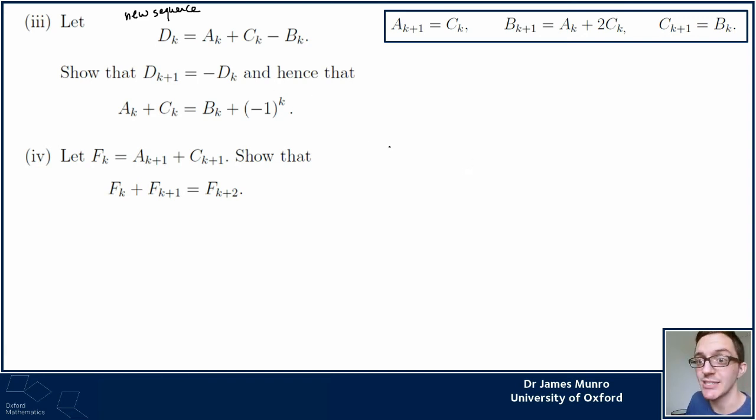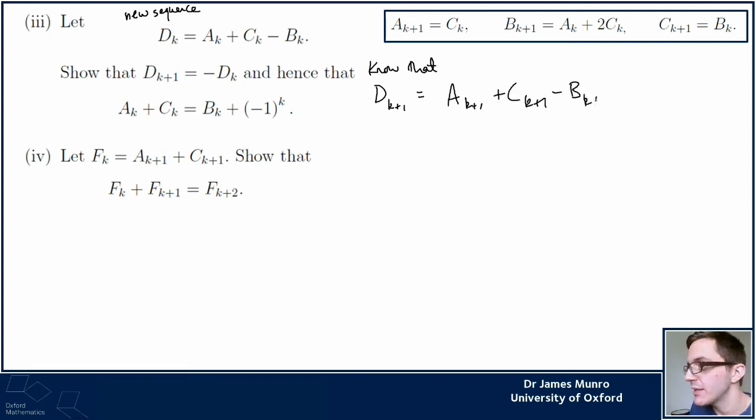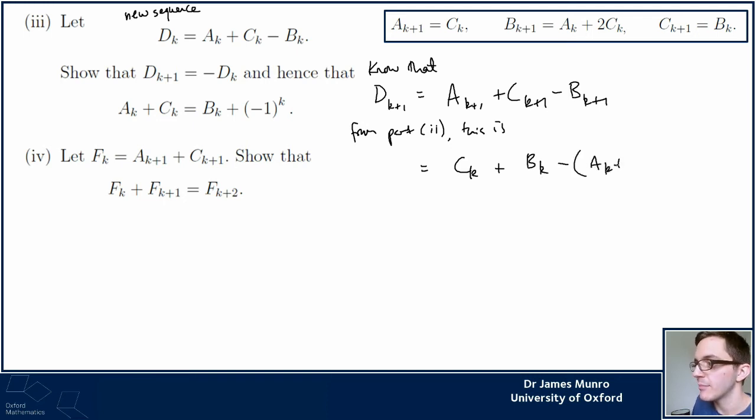I want to show that d_(k+1) is equal to minus d_k. So I start by writing out what d_(k+1) is. People who have seen the live stream before know that I'm a fan of writing just a couple of words to explain what you're doing. d_(k+1) is a_(k+1) plus c_(k+1) minus b_(k+1). And from part 2, this a_(k+1) is equal to c_k, using that fact. This c_(k+1) is going to be b_k. And this b_(k+1) is going to be a_k plus 2c_k.